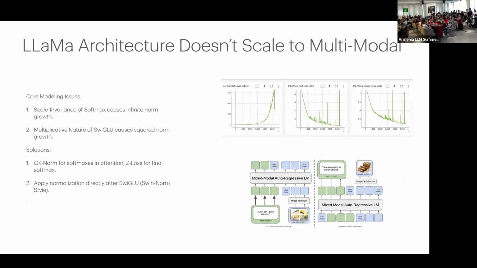So right off the bat, when we started doing this, we very quickly realized that the Llama architecture, the same exact Llama architecture that we talked about yesterday, actually didn't scale to multimodal models at all. It turns out that we had some very core modeling issues, and we needed to resolve these. We spent maybe 3 or 4 months trying to figure out why there were these very fundamental instabilities in training multimodal models. We essentially distilled it to 2 problems.